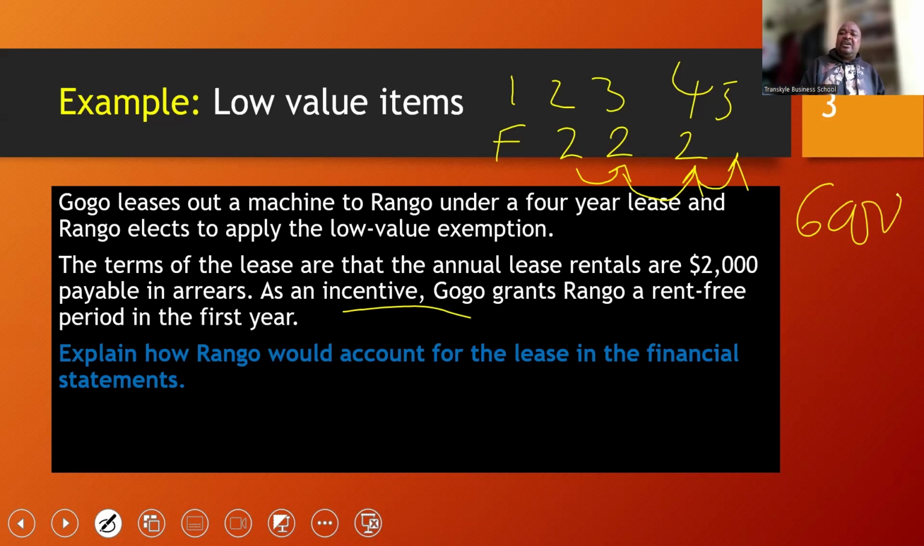IFRS 16 requires that even if one of the periods is going to be free, the lease rentals are going to be spread across the whole lease term. We are talking of the lease term. What is the lease term here? The period where the lease cannot be cancelled, the uncancellable period of the lease. And this is the 4-year term. This year 5, remember, is just a notional year. It's not part of the lease term. The lease term is year 1, 2, 3, 4.